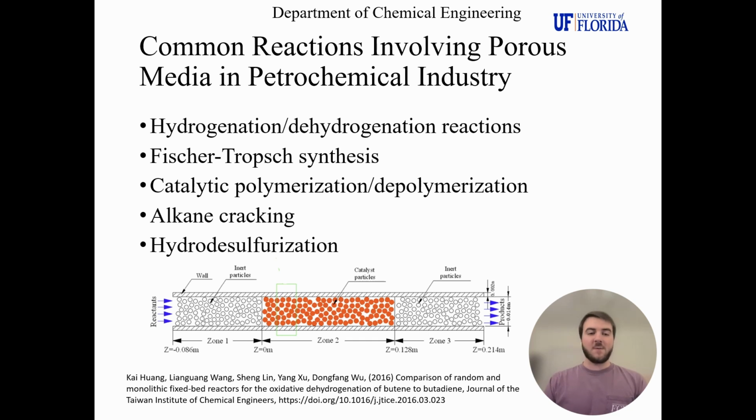So, when are porous flow models used when designing reactors? Well, the answer to that question is they are used when the reactors themselves are porous environments. Typically, this is the case when you're using a catalyst that is either on support or in packed nanoparticles, as you can see in the figure in the slide. And in the petrochem industry, these reactions look like hydrogenation, dehydrogenation, Fischer-Tropsch synthesis, catalytic polymerization and depolymerization, alkane cracking, and hydrodesulfurization, just to name a few.